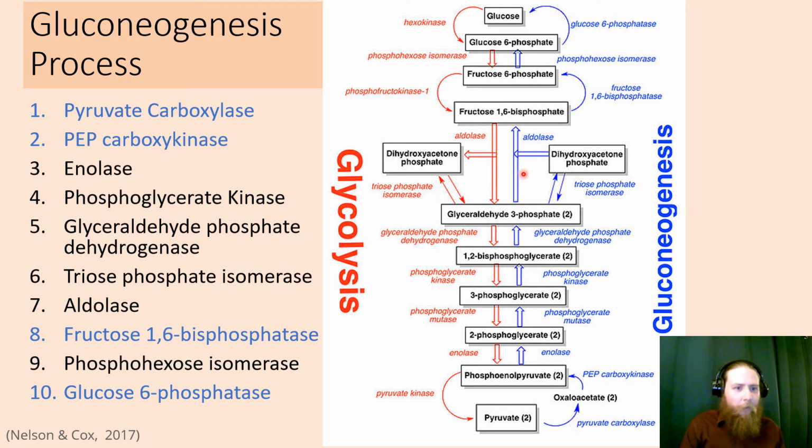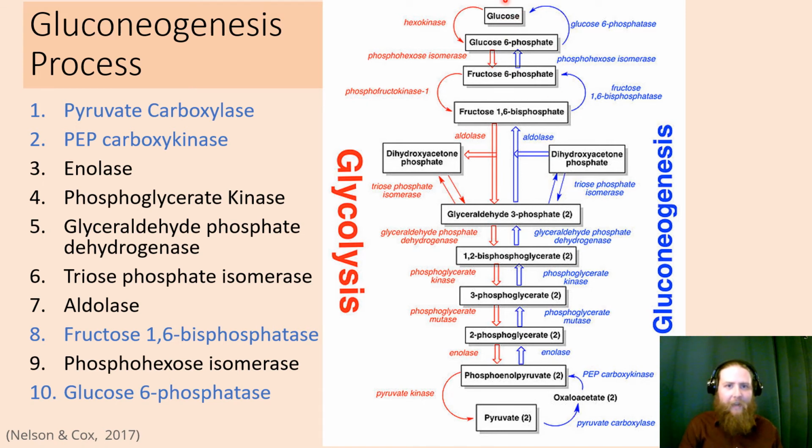We're then going to take fructose 1,6-bisphosphatase, which is a different one than we used in glycolysis. And we're going to create fructose 6-phosphate again. And then we're going to use the same enzyme that we did in glycolysis, phosphohexose isomerase, to make glucose 6-phosphate. And glucose 6-phosphate, if you remember from glycolysis, the reason we wanted glucose 6-phosphate was because it was trapped inside of the cell. It couldn't get out. So glucose 6-phosphatase removes that phosphoryl group, that phosphate group, and creates glucose again.